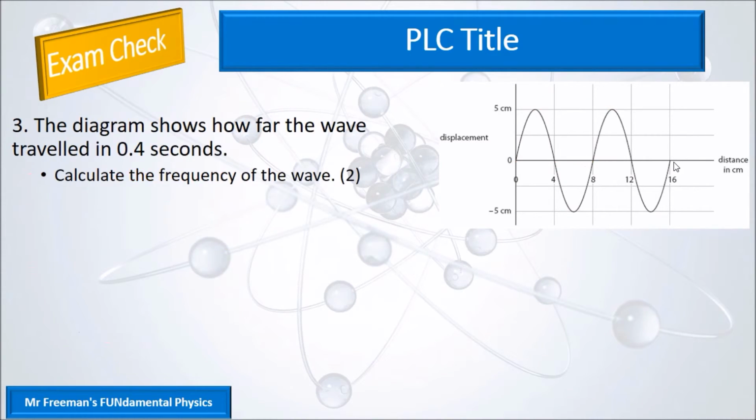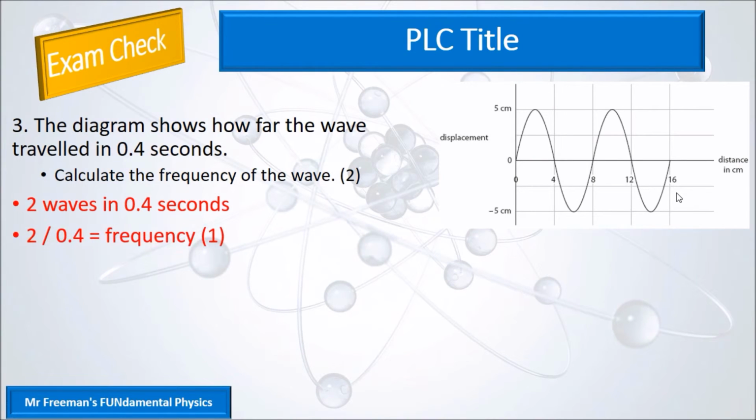This diagram shows how far a wave travelled in 0.4 seconds. Calculate the frequency of the wave. So we can see that there are 2 complete waves in that 0.4 seconds. 2 divided by 0.4 will tell us the frequency, and that gives us 5 hertz.